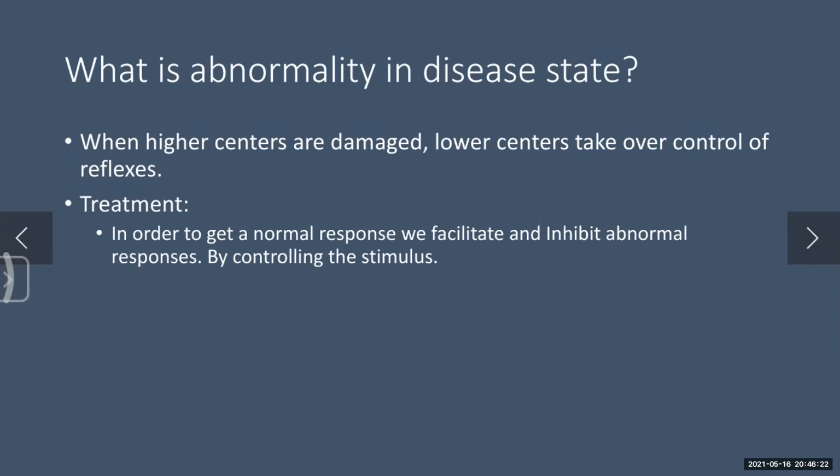And then what happened when a person has neural discontrol? When in a disease state, what happens? When higher centers are damaged, lower centers take over the control of reflexes. So the other reflexes come in to help with that. And the treatment per se was, in order to get a normal response, we need to facilitate normal and inhibit abnormal responses by controlling the stimulus. So this is how, at that point of time, many of the disorders like cerebral palsy, stroke, and traumatic brain injury and major disorders of the brain were viewed.